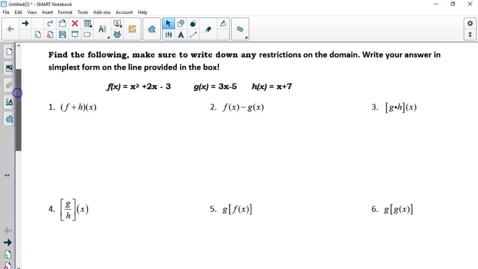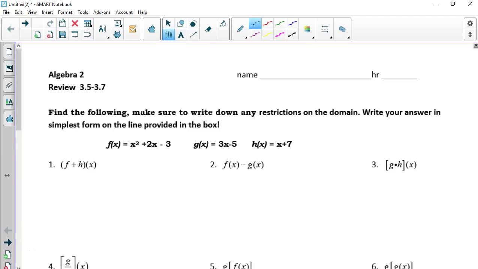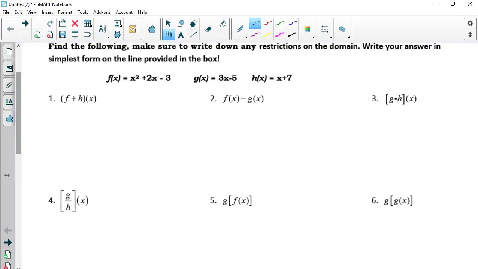Review for the open note quiz. So, first off, we have three functions, a quadratic and two linear.